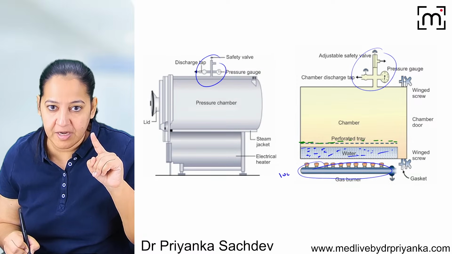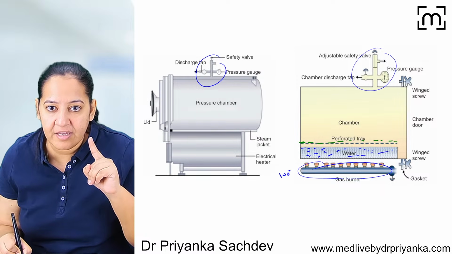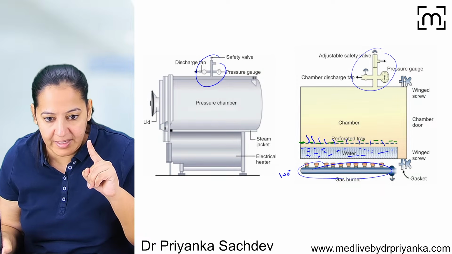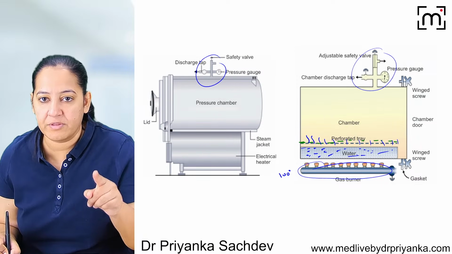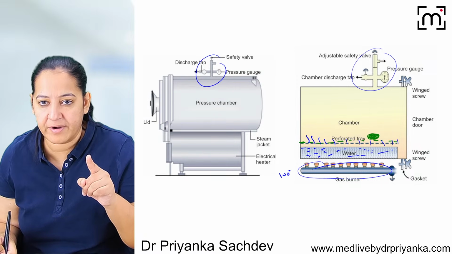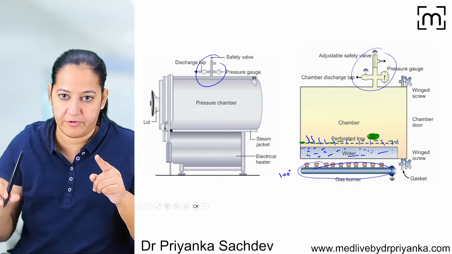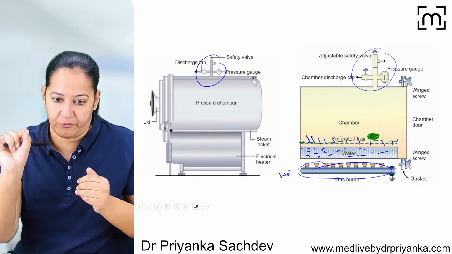Whenever the temperature becomes 100, the steam is generated here. The steam is generated which is of 100 only. Now put your article over the tray. For example, this is my article. I'm putting it on this perforated tray. So steam will come upward from the perforations, from the holes.